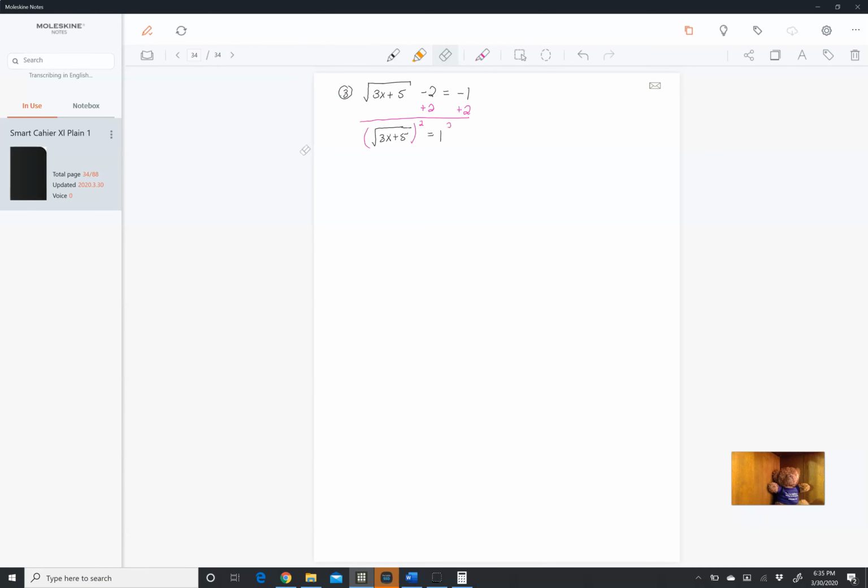So we're going to square both sides. And when we square both sides, 1 squared is 1. And the square root over here disappears. So we get that 3x plus 5 is equal to 1. So now we solve this like a linear equation. We subtract 5 from both sides. Okay, that's going to give us 3x is equal to negative 4.